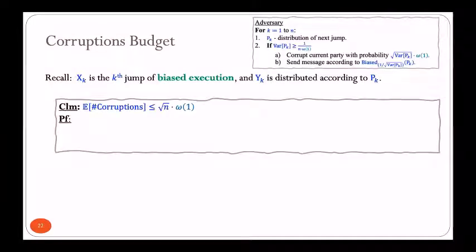So now we want to show the corruption budget. We want to show that we do not perform too many corruptions. Instead, we're going to show that in expectation, we don't perform too many corruptions. Why is this enough? Well, from Markov's inequality, we know that we're going to perform more than square root n times log n corruptions only with probability at most 1 over log n.